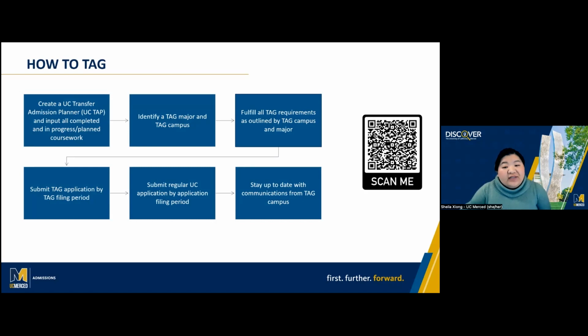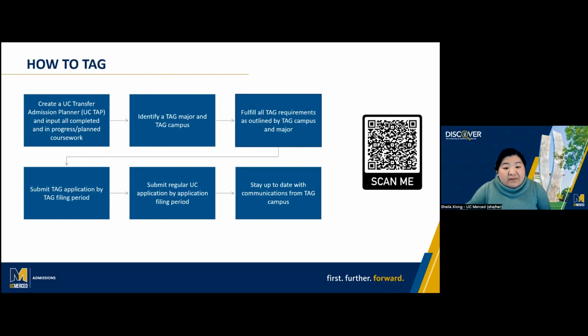Once again, only 6 of the 9 undergraduate UC campuses offer a TAG program. And even with the TAG programs, not all majors are part of the TAG. So for example, at UC Merced, civil engineering is not part of our TAG program. Therefore, when you're identifying a TAG campus and a TAG major, you want to make sure that campus is open for that major for TAG.